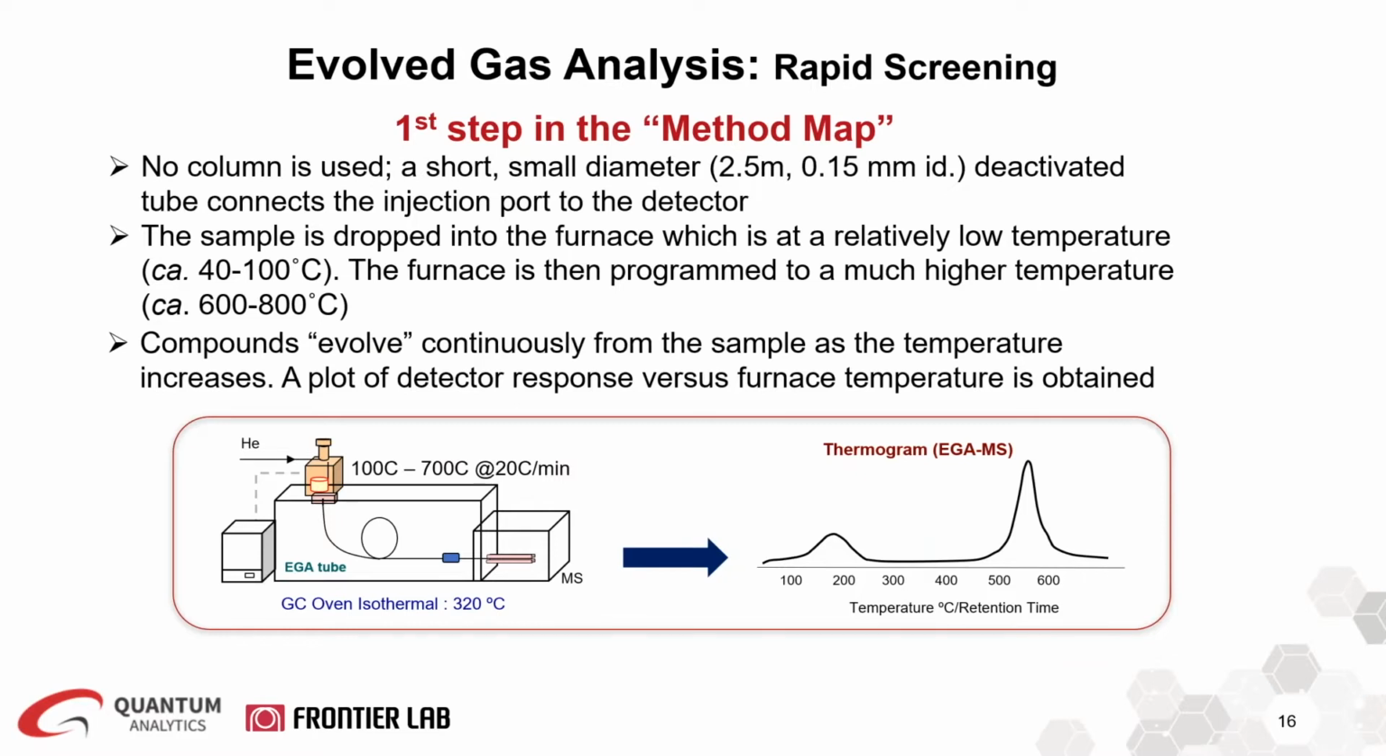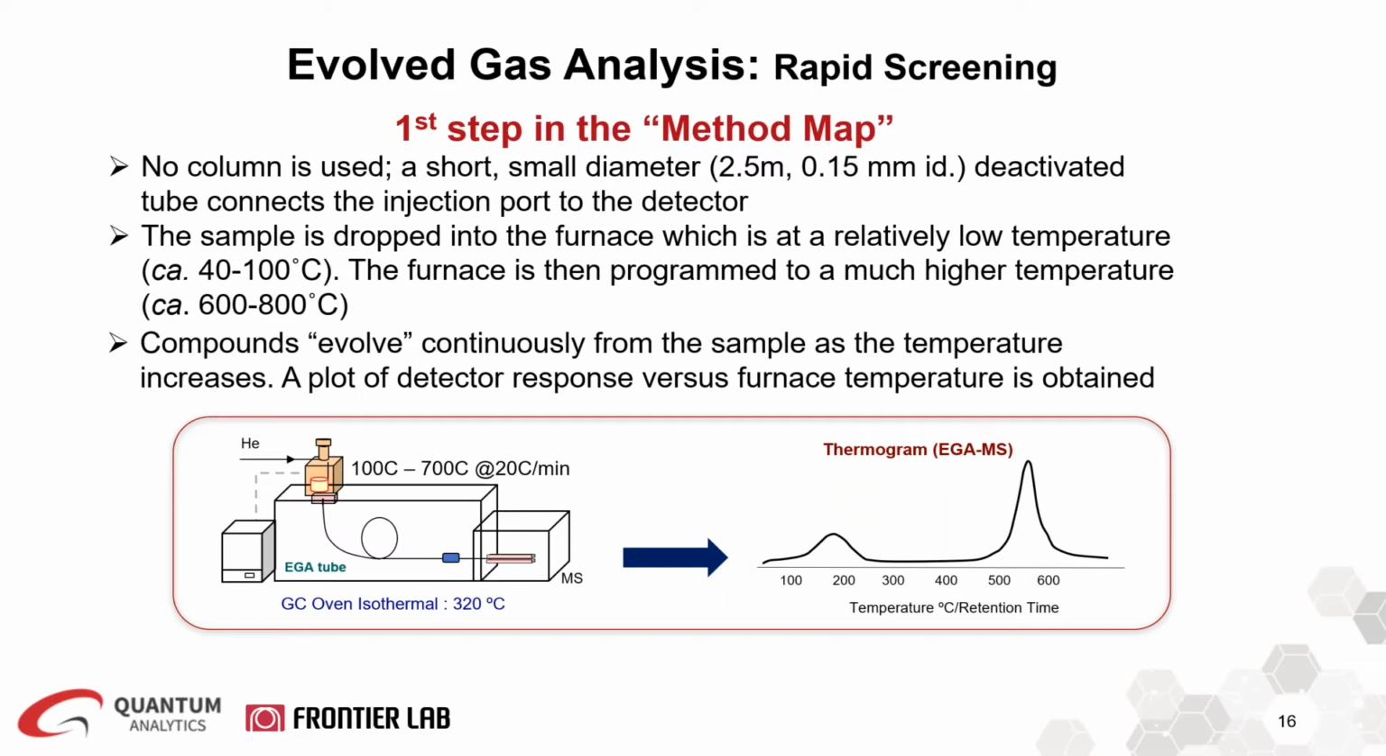To perform EGA, a short and deactivated tube is used to connect the GC injection port to the MS. The sample is dropped into the multi-mode pyrolyzer furnace, which is at a relatively low temperature. Actually, it could be as low as 40 C. In this example, we are starting the temperature at 100 C, as you could see in this figure. The furnace is then programmed to a much higher temperature, for example, 600 to 800. In this example, it is going to 700 C. So we're programming the furnace from 100 C to 700 C, 20 degrees per minute.